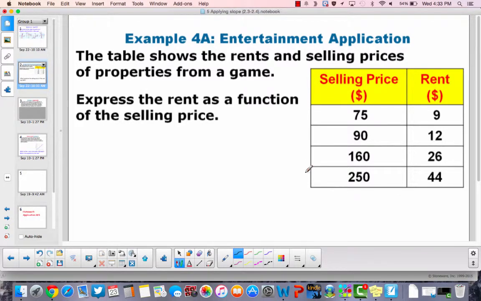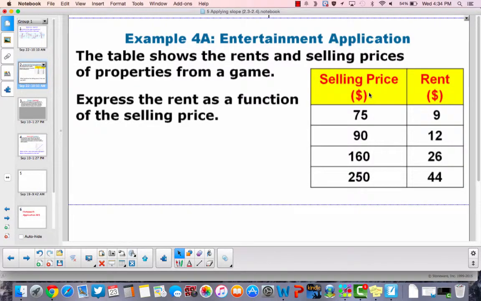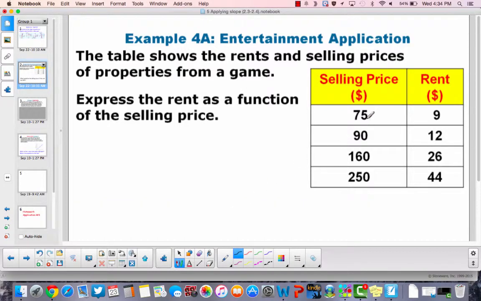Okay, today guys, we are going to talk about how to apply slope into some real-world applications. The first thing we have here is this table showing rents and selling prices of properties from a game. We have selling prices over here, and we have the rents over here. We're going to call the selling price X, and our rents Y.